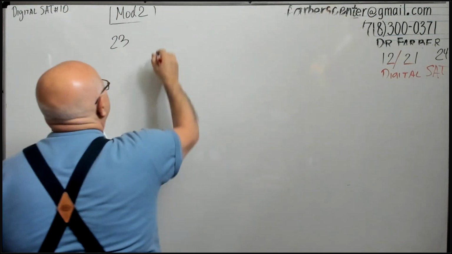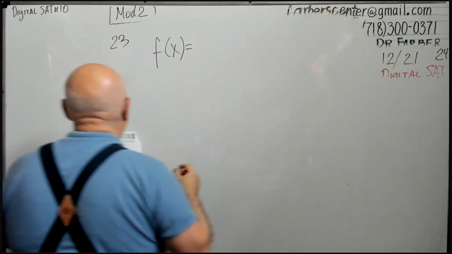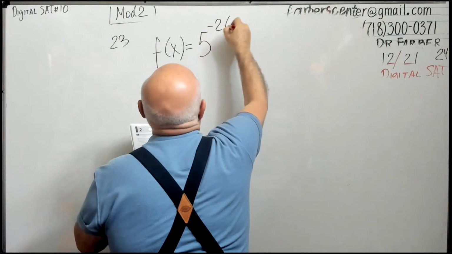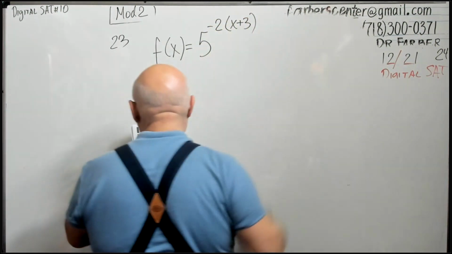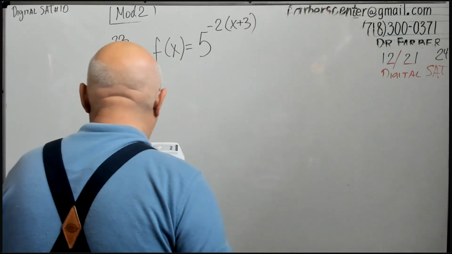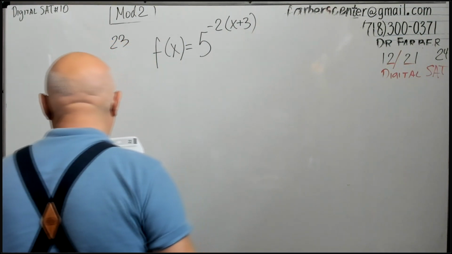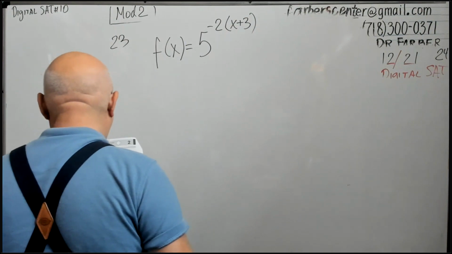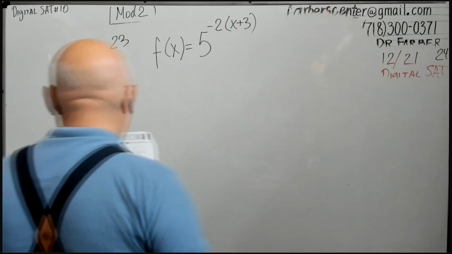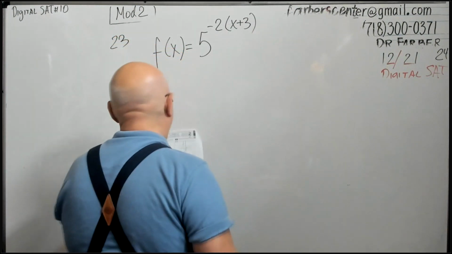F of x equals 5 to the power of negative 2 times x plus 3. This is given. Both the base, the coefficient and the y-intercept in the graph, and they ask you, in multiple choices, how it looks. Well, go step by step.